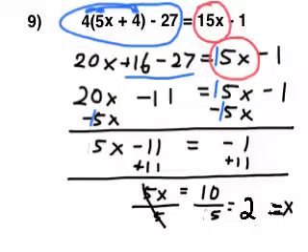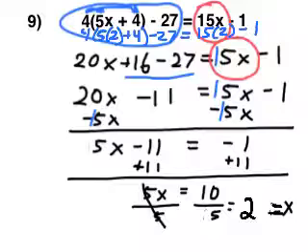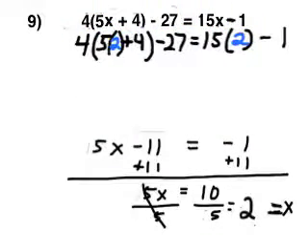X equals 2. And we can stick our answer back in just to check. So if this is 4 times 5 times 2 plus 4 minus 27 equals 15 times 2 minus 1. Okay, let me make some room. Okay, so now we'll stick the 2 in where the x was to check. Make sure I did this right, at least the second time, right?